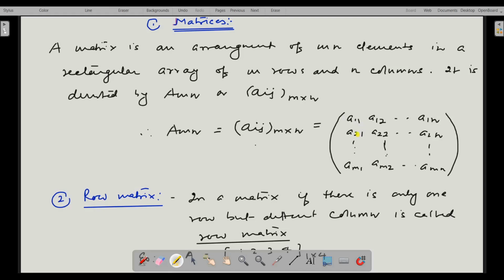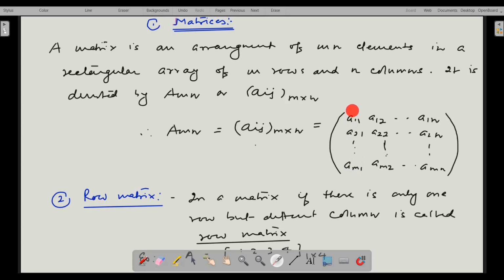Then this is 2, because this is the second row. Similarly, there will be the third row and the fourth row. And why is this m? Because this is the mth row. That's why m has been written over here. So it is a convention to write the row number first and the column number later.